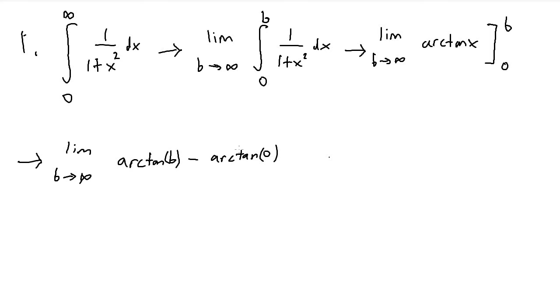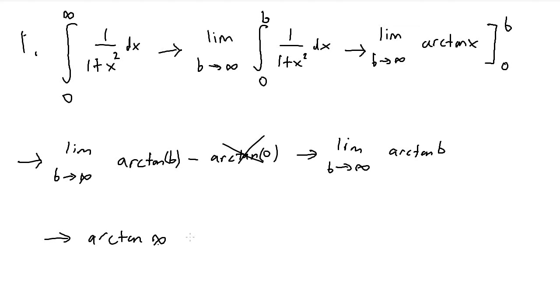Arctangent of 0 is obviously 0, so that's out, and all we're left with is the arctangent of b. So now I can directly substitute infinity in for b, and we get arctangent of infinity. And arctangent of infinity, or the limit as the arctangent function goes to infinity, is actually going to be equal to pi over 2.